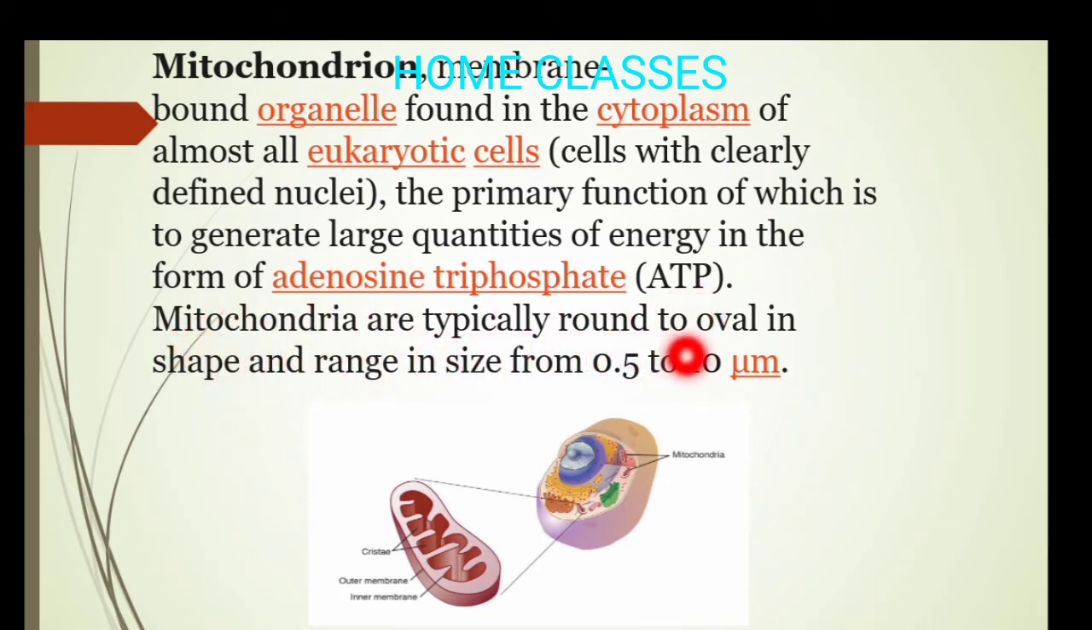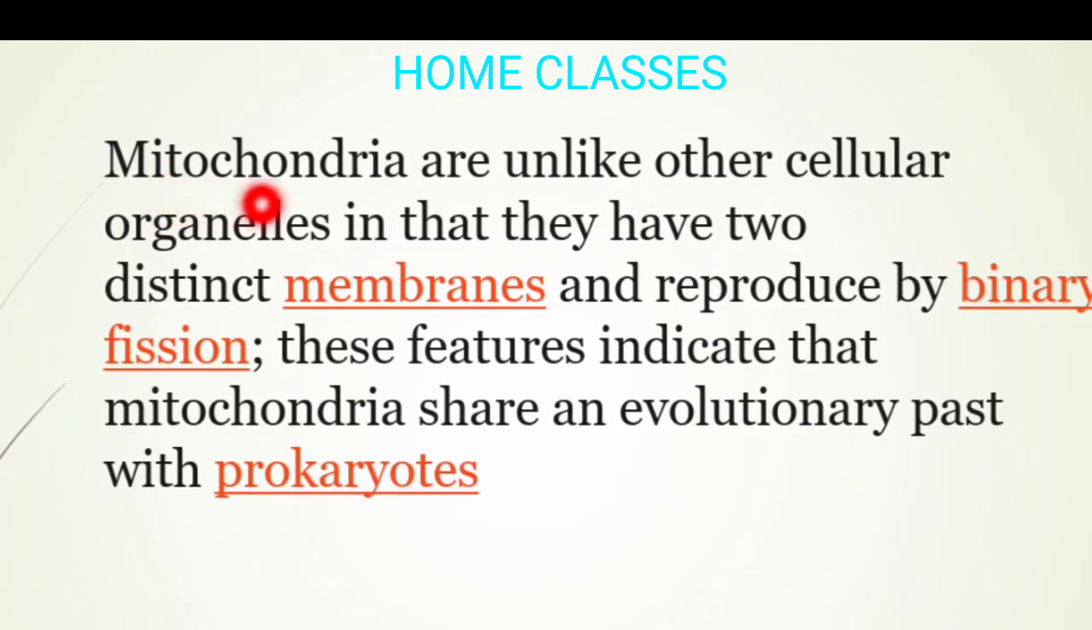Mitochondria are typically round to oval in shape and range in size from 0.5 to 10 micrometers. Mitochondria are unlike other cellular organelles in that they have two distinct membranes. Membranes means the coverings. And one more thing, they have their own ribosomes and DNA and reproduce by binary fission. The binary fission method is also used by amoeba for reproduction.